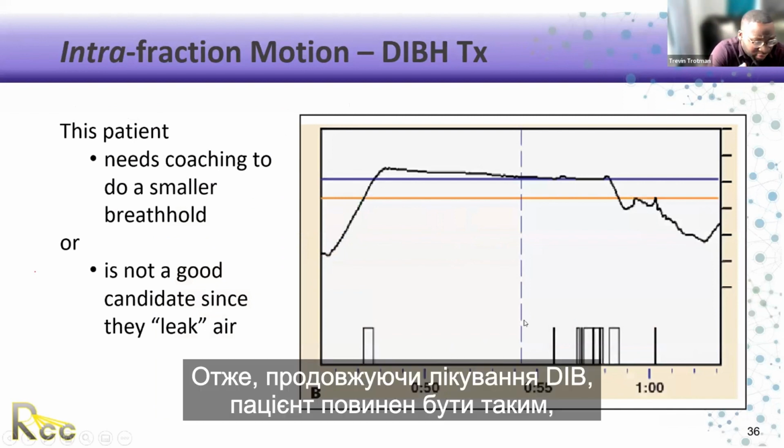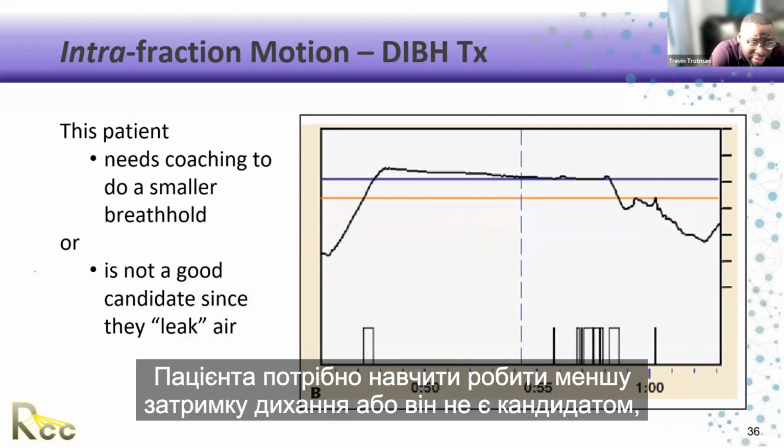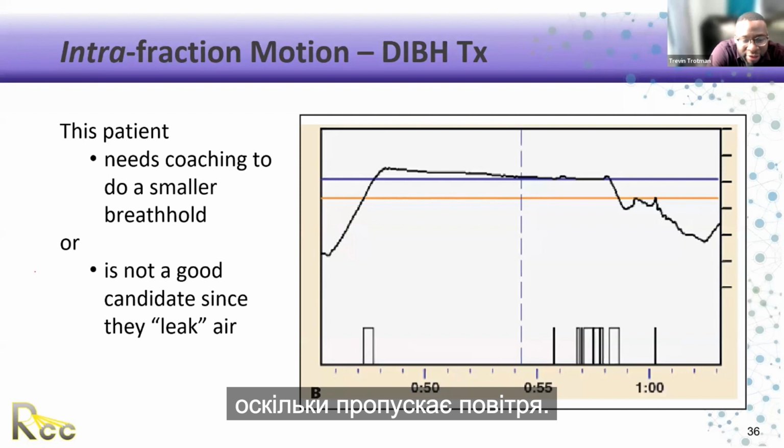So continuing on DIBH treatment. If you look at this gate here, now you have a non-ideal gate. The patient needs coaching to do a smaller breath hold, or is not a candidate since they leak air. So that is something to pay attention to.